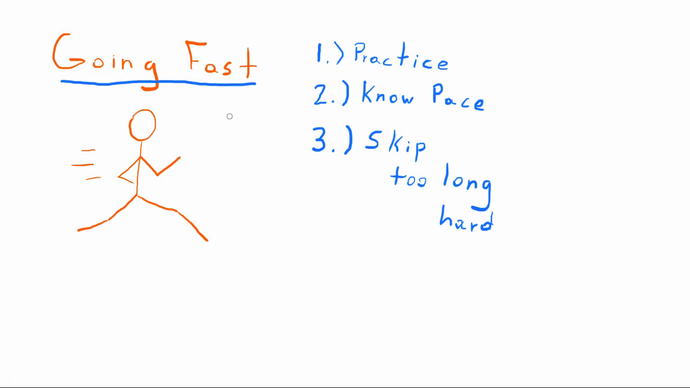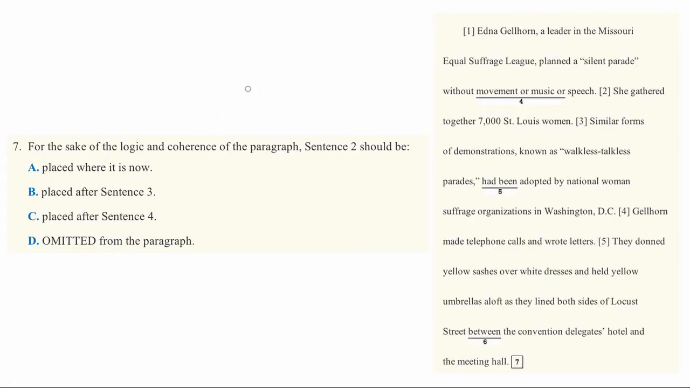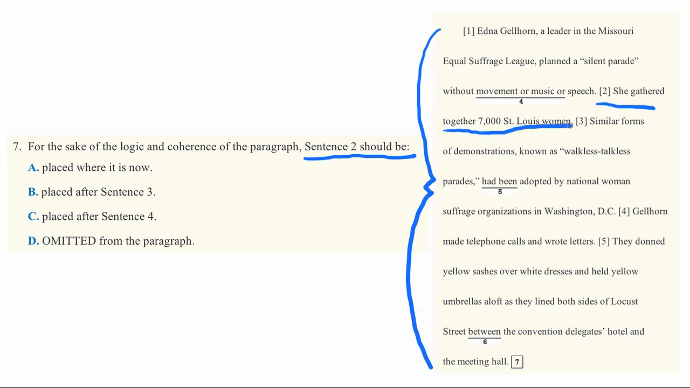And some questions, here let me give you an example, are just really long questions. So here, question 7 asks, for the sake of logic and coherence of the paragraph, sentence 2 should be, and then we have to read this entire passage to figure out where this second sentence should be within it. And that's one of the longer questions. It's probably going to take more than 30 seconds. And so if you're running out of time on the exam, this would be a good question to go ahead and skip and save that time for other questions.